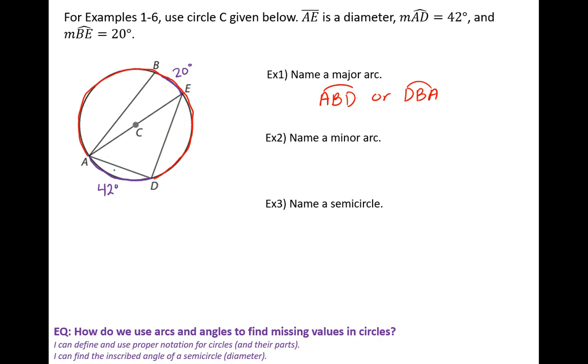All right, with my green, I'm just going to remind us we have some minor arcs here. Actually, I'm going to choose one that isn't already highlighted. I'm going to go from E to D. That is a minor arc. It's less than half a circle. And so I'm going to call that ED. Or again, you could call it DE.